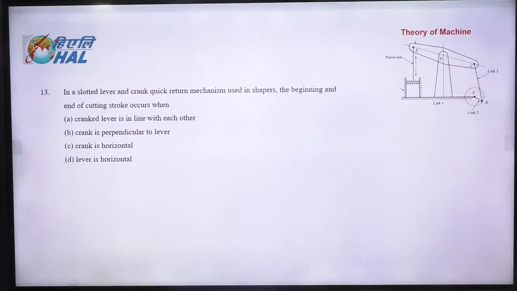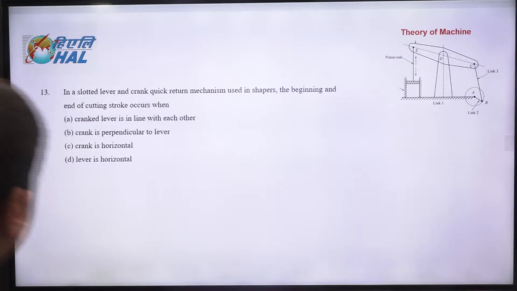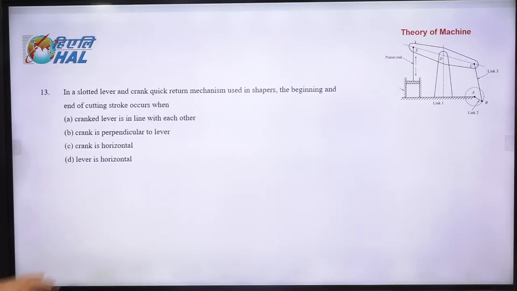In the slotted lever and crank return mechanism, which is used in a shaper, when do the beginning and end of the cutting stroke occur? Choose the answer from these. When do you get the beginning and end of the cutting stroke in the crank slotted, quick return mechanism, the Whitworth quick return mechanism? Yes, what is the answer?